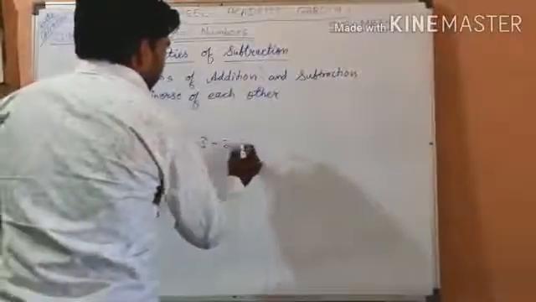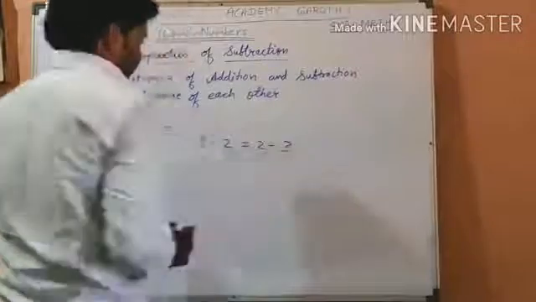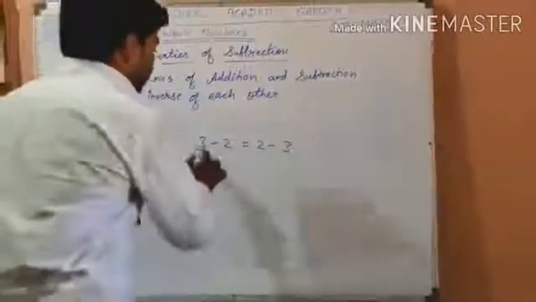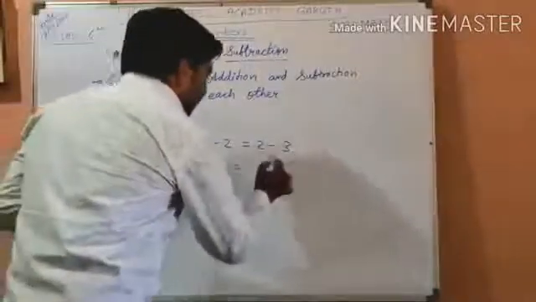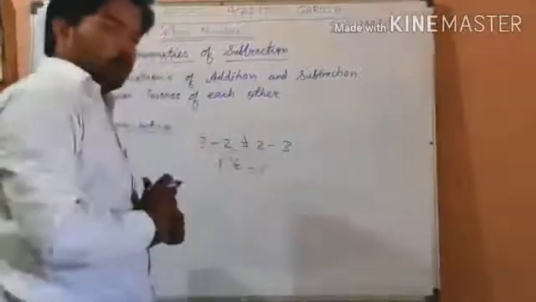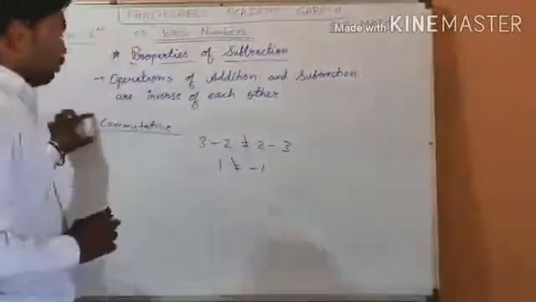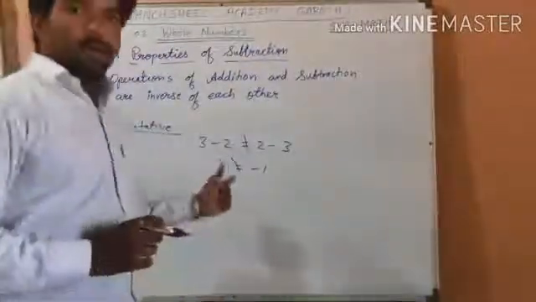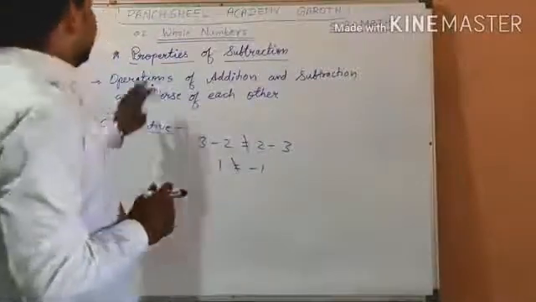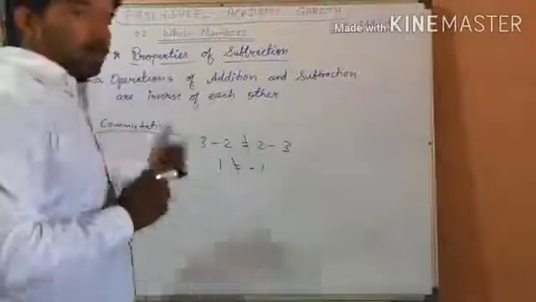3 minus 2 equals 2 minus 3. If it is correct, then this property holds for subtraction. So 3 minus 2 is 1, but 2 minus 3 is minus 1. Is it correct? No, it is not correct. Means the commutative property does not hold, or we can say subtraction does not have the commutative property.